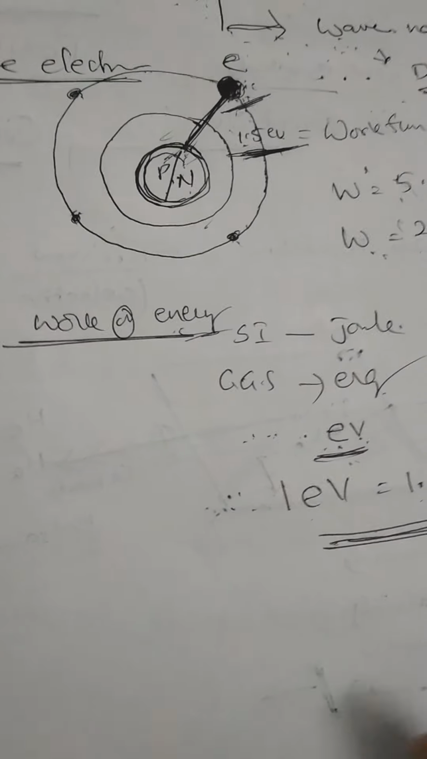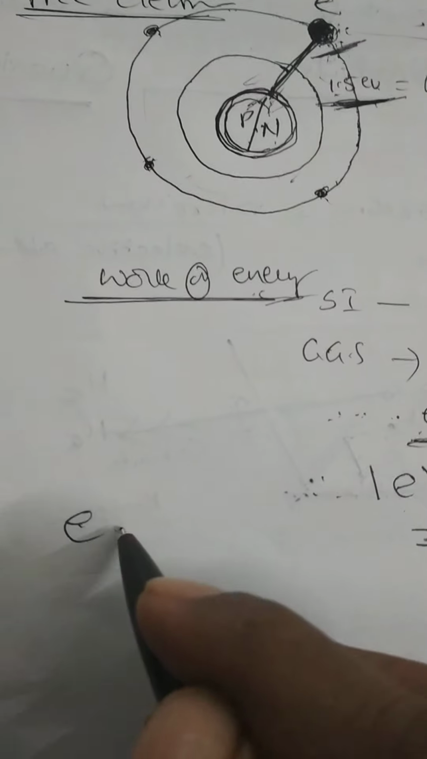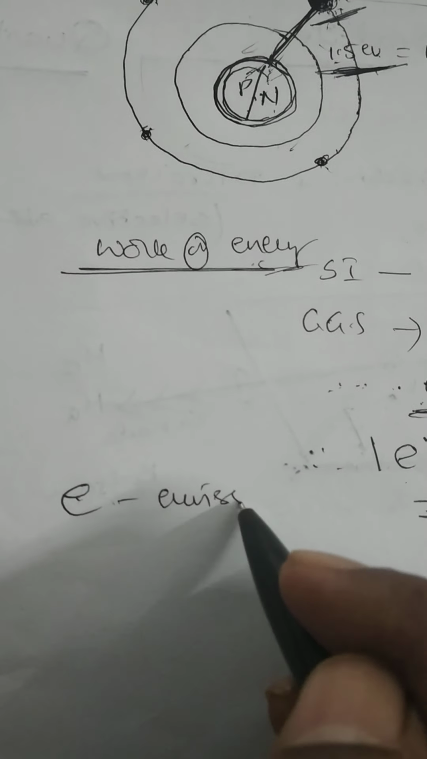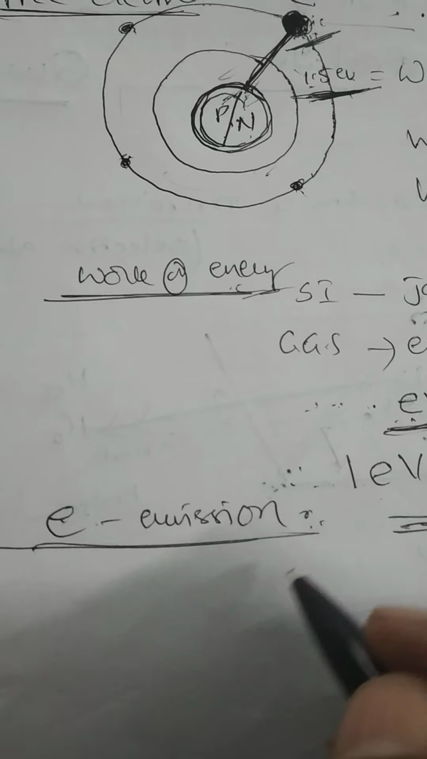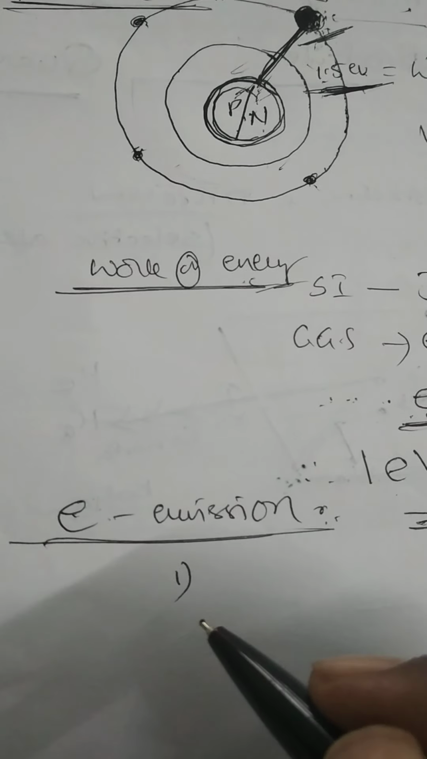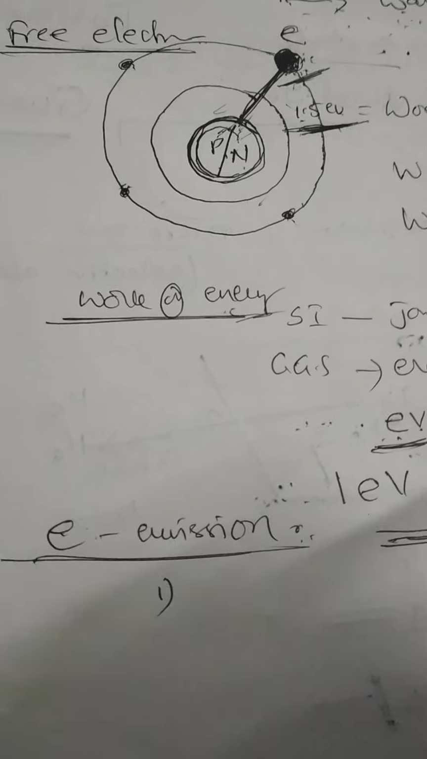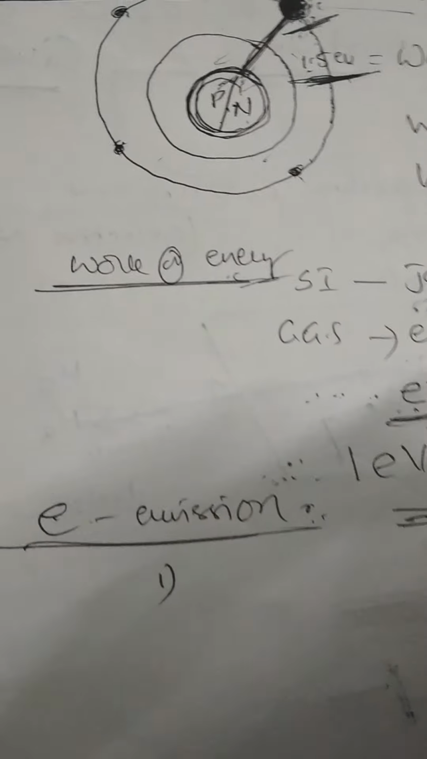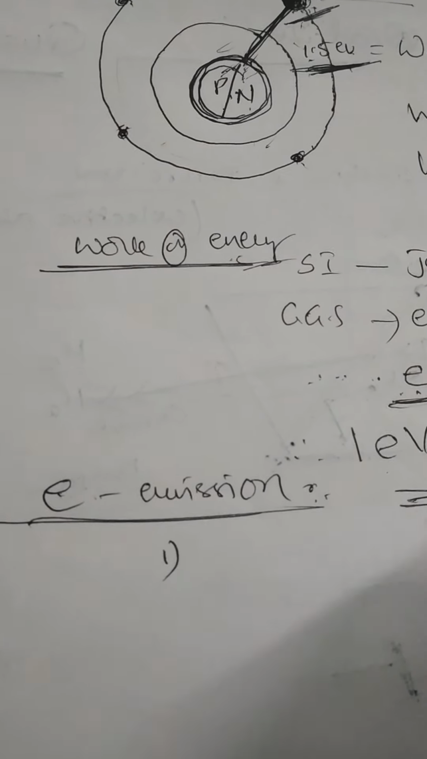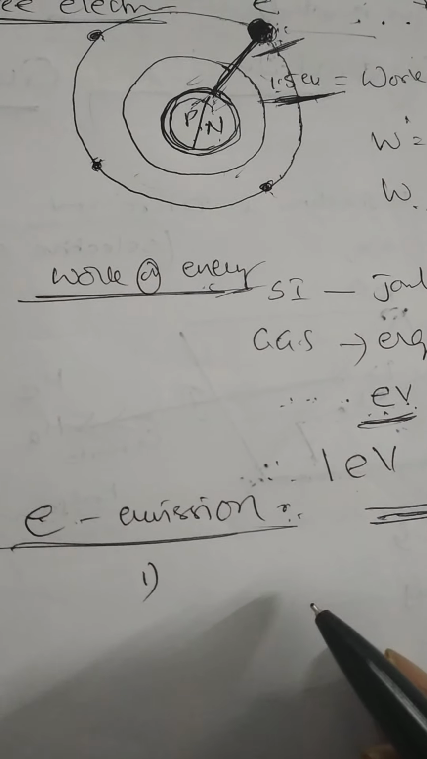Again, what is meant by electron emission? What are the types of electron emission? Electron emission means electrons are removed. The process of removing the valence electrons from the given metal is known as electron emission. So the process of emission of electrons from a metal surface is known as electron emission.